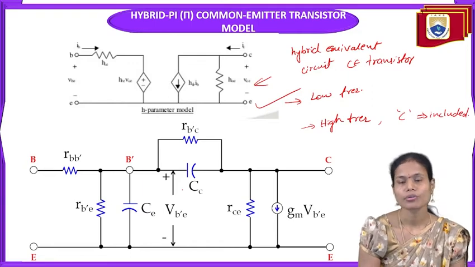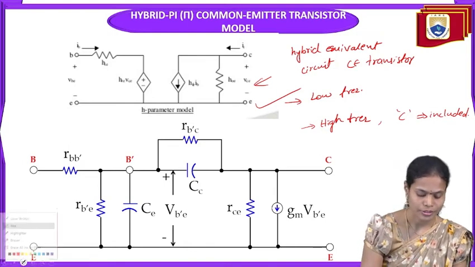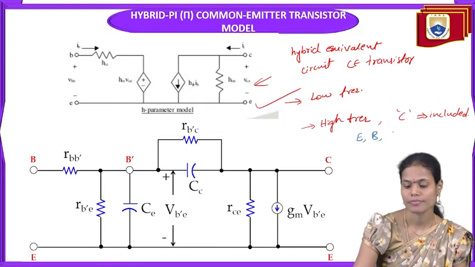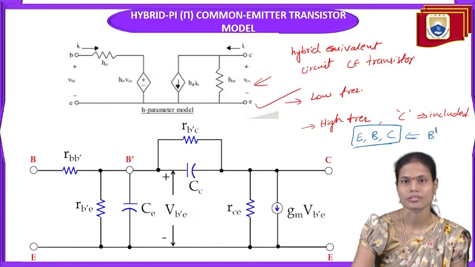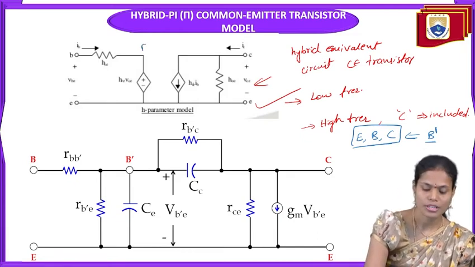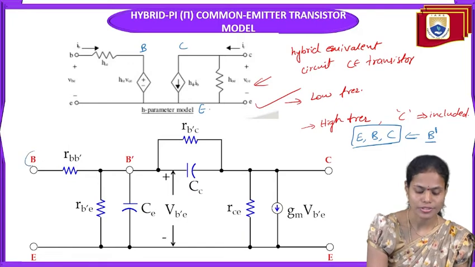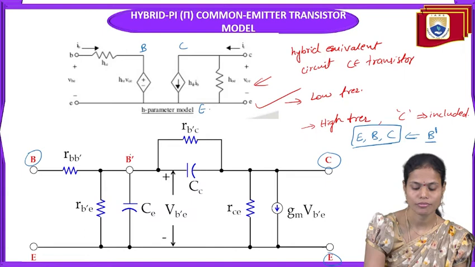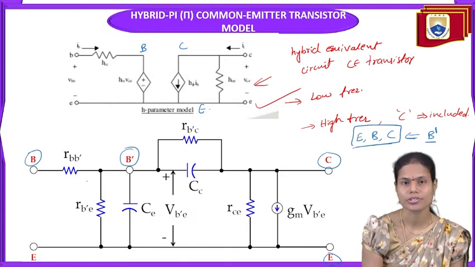When we go for the hybrid pi model or high frequency model, one extra terminal is added to the transistor, that is B dash. Generally in the transistor we have only 3 terminals: emitter, base and collector. But at high frequency, when we are designing the circuit, one more terminal is added, that is B dash, the base spread terminal. So here in the high frequency model we have base, collector, emitter, along with this one more terminal B dash. And we are also including all the spread resistances in all the terminals.